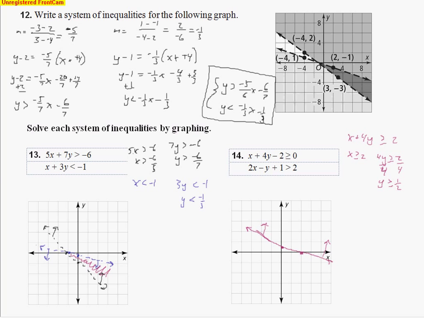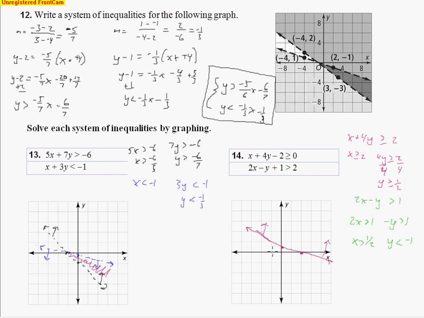Now let's take a look at our other line. It's going to be 2x minus y is greater than, I'm going to subtract the 1 from the 2, is going to give me 1. So 2x greater than 1 and negative y is greater than 1. So it's going to be x is greater than 1/2 and y is less than. Switch the sign because you divided by negative.